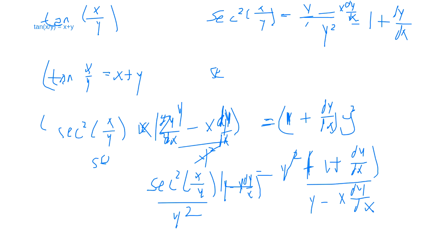So let's see what y prime is. Your y prime equals y times secant squared of x divided by y. I want to move this one to the other side, so minus y squared, divided by y squared plus x secant squared of x divided by y. Okay, so my answer is: y prime equals y secant squared of the angle minus y squared, divided by y squared plus x secant squared of the angle.